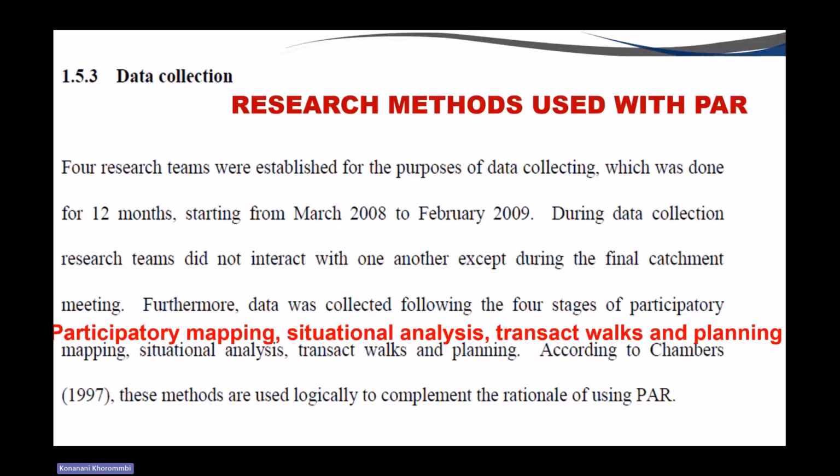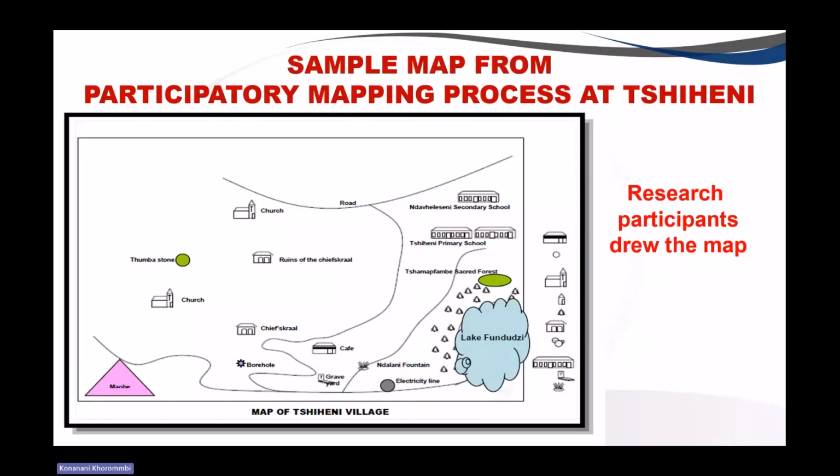And this is just an example of what each of the villages produced. This was one of the maps that was produced by the Chiheni village team. The blue was Lake Funduzi. In other words, they identified Lake Funduzi as one of the tourist resources. Ndalani Fountain is one of the fountains which they identified. If there is a secondary school, they could show education takes place there. If there is a primary school, they could also show that. And then they could even show the chief's kraal, the church, every activity, and most important features in the village.